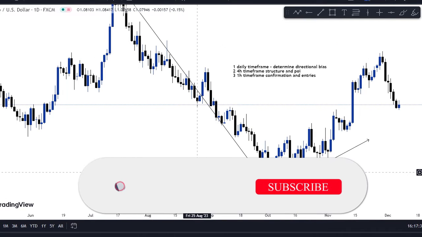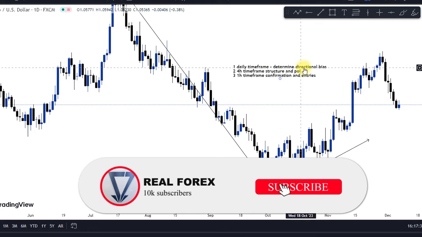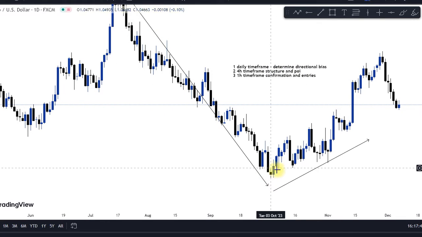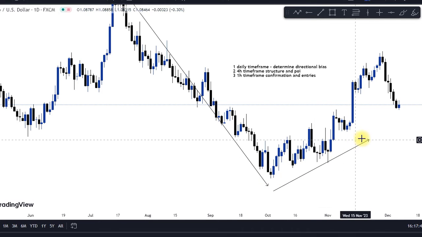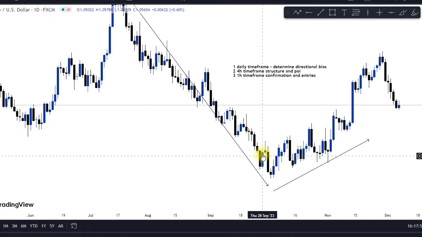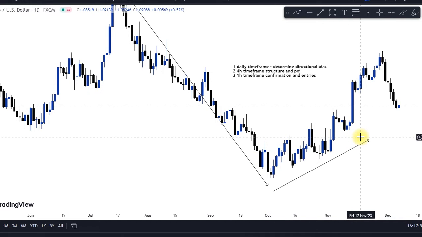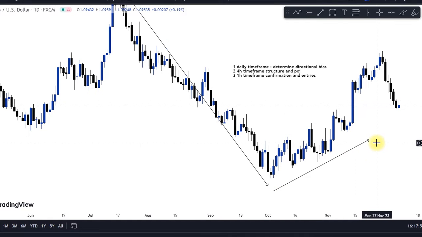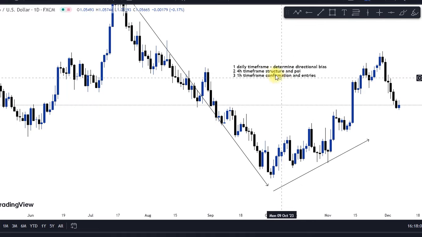Okay, now we're on the daily time frame. The first step is to determine our directional bias. As you can see, we were on a downward trend, and starting somewhere from this point, we were on an upward trend. Now we're going to focus on the market starting from this point going upwards. So we determine our directional bias to be an upward trend. Now we're going to go to the 4-hour time frame and determine our structure and points of interest.